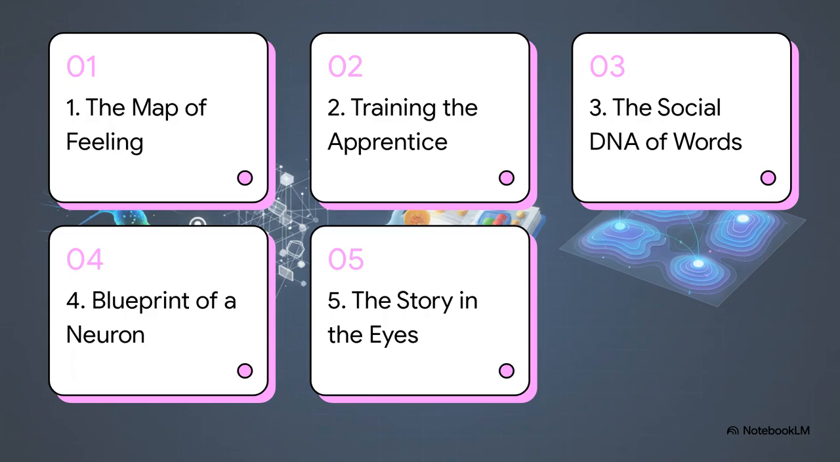So, where are we headed today? First, we'll tackle the massive challenge of mapping something as messy and human as our feelings. Then, we'll see how an AI is trained, kind of like an apprentice chef learning a new craft. From there, we'll dig into how machines understand language, what I like to call its social DNA. And then, the main event, we'll zoom right into the core building block, the digital neuron itself. Finally, we'll tie it all together to see why this blueprint really matters.